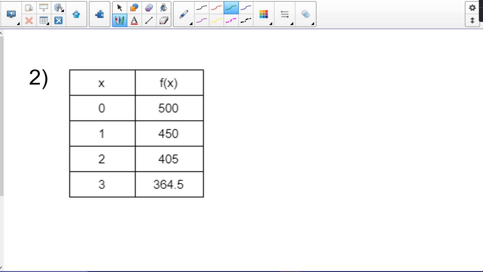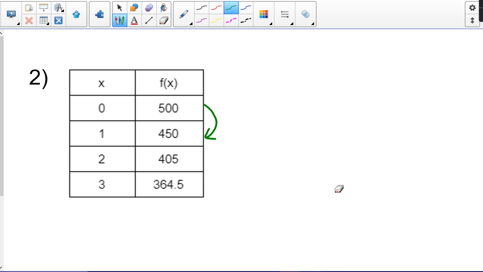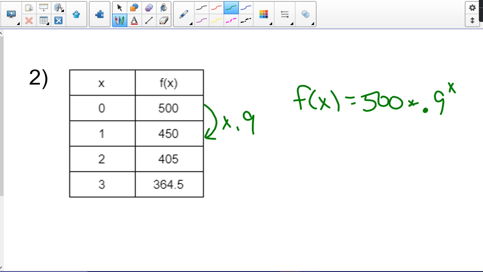Here is another exponential function, and here I notice from 500 it went down to 450. So I know my factor is going to be less than 1. Okay, if it's decreasing, my factor is less than 1. So let me see, from 500 to 450, I'm going to take that second number, divide it by the first number, and what was the factor? It was 0.9. Okay, it was times 0.9 in order to get from 500 to 450. So now my initial value is also 500, but this time my factor is 0.9. Okay, so that is my exponential equation for this function.